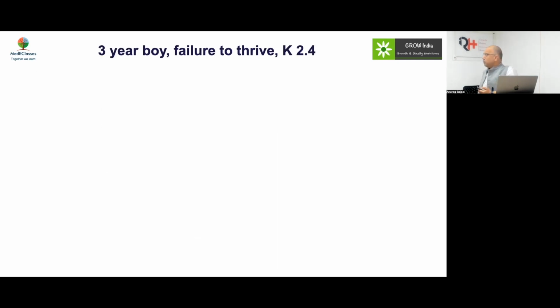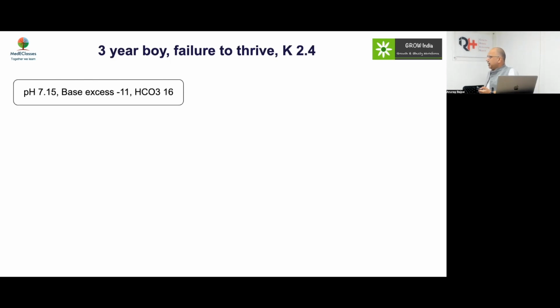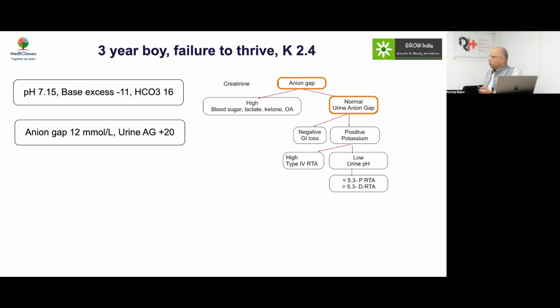So a 3-year-old boy with failure to thrive and hypokalemia, there is metabolic acidosis, bicarbonate is low. What you're seeing here is anion gap is normal and urinary anion gap is positive. So what are you thinking, Dhwani, here?